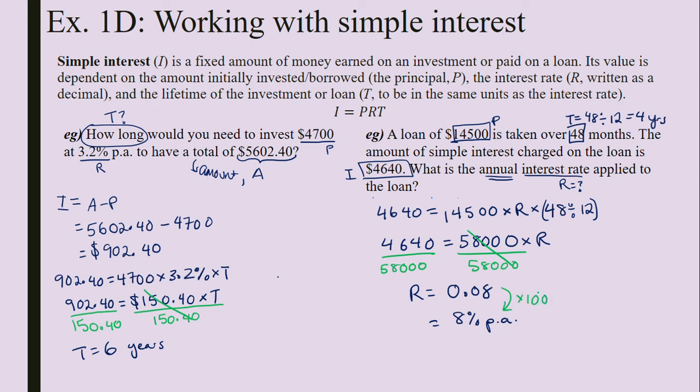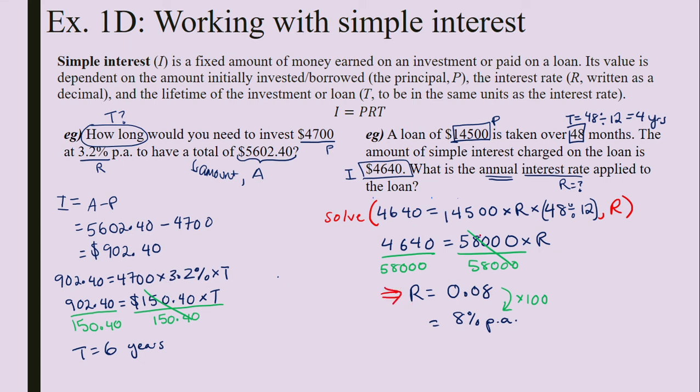Now, for those of you with a CAS calculator, I'm about to make your life super duper easy. Without even rearranging, you would just need to substitute, and you will literally type in solve, bracket, 4,640 equals 14,500 times R times 48 divided by 12, comma, R, and then close the bracket, hit enter. That will jump straight to this answer here. It will spit this answer out for you, R equals 0.08.